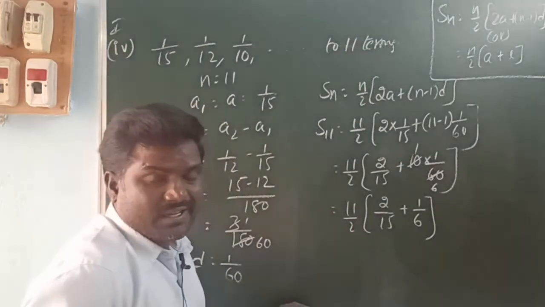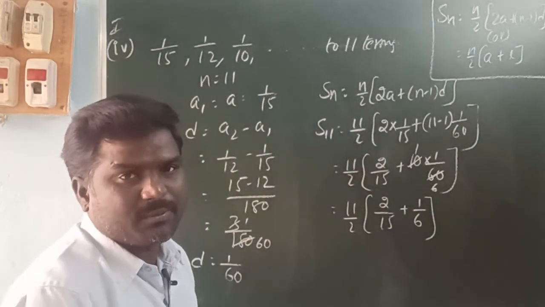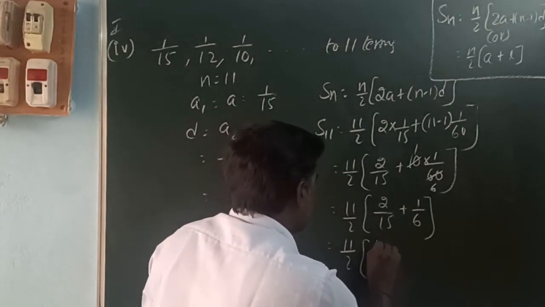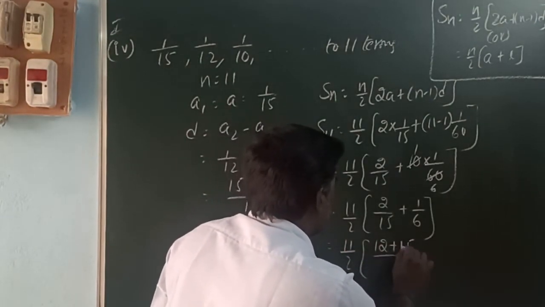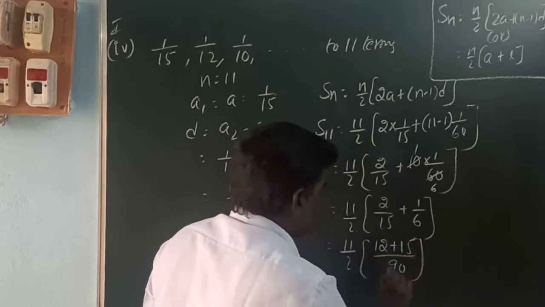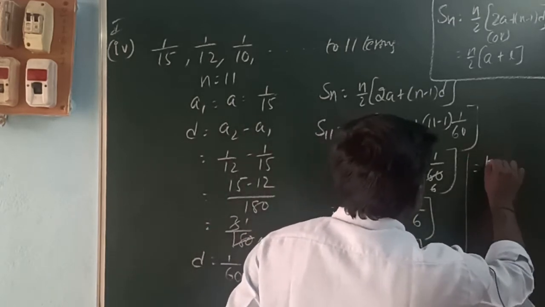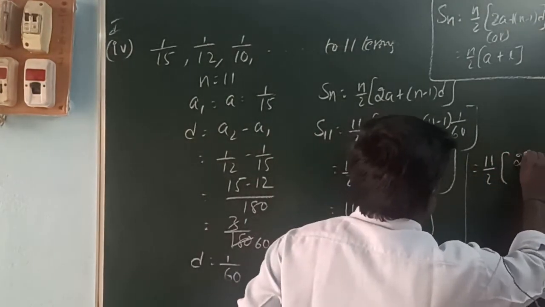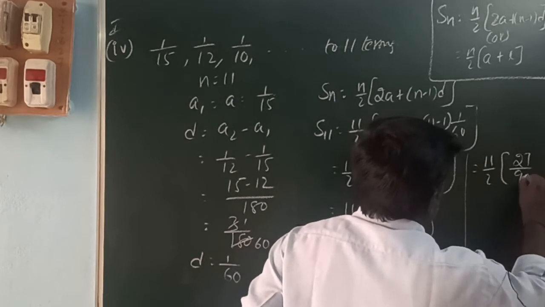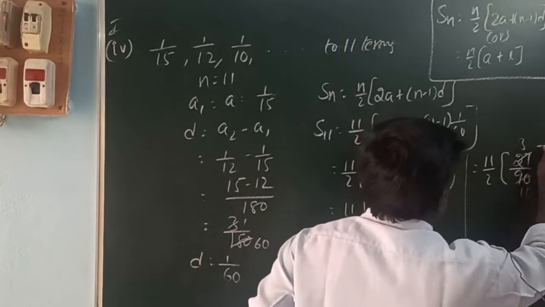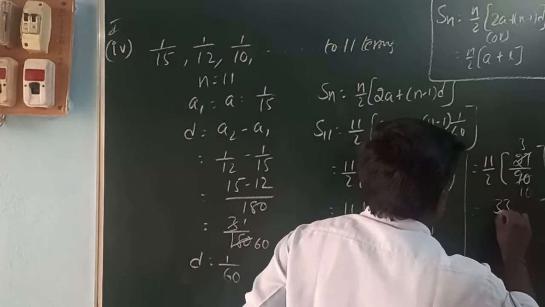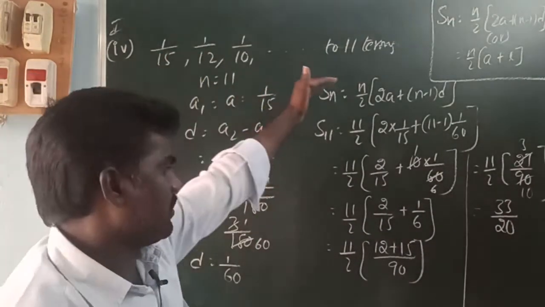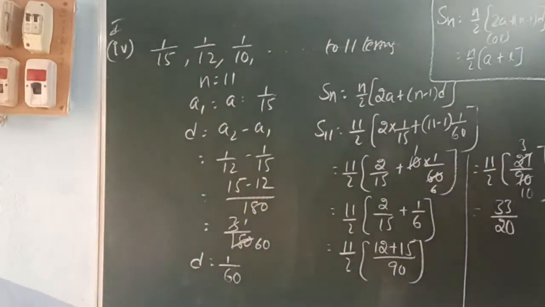Here these two are fractions. We can do cross multiplication or take the LCM of the denominators. So 11 by 2, 2 sixes are 12, 1 fifteen is 15, 15 sixes are 90. So 11 by 2 into 12 plus 15, that is 27 by 90. So 9 tens are 90, 9 threes are 27. So 11 threes are 33, 2 tens are 20. So the sum of 11 terms of the given AP is 33 by 20.